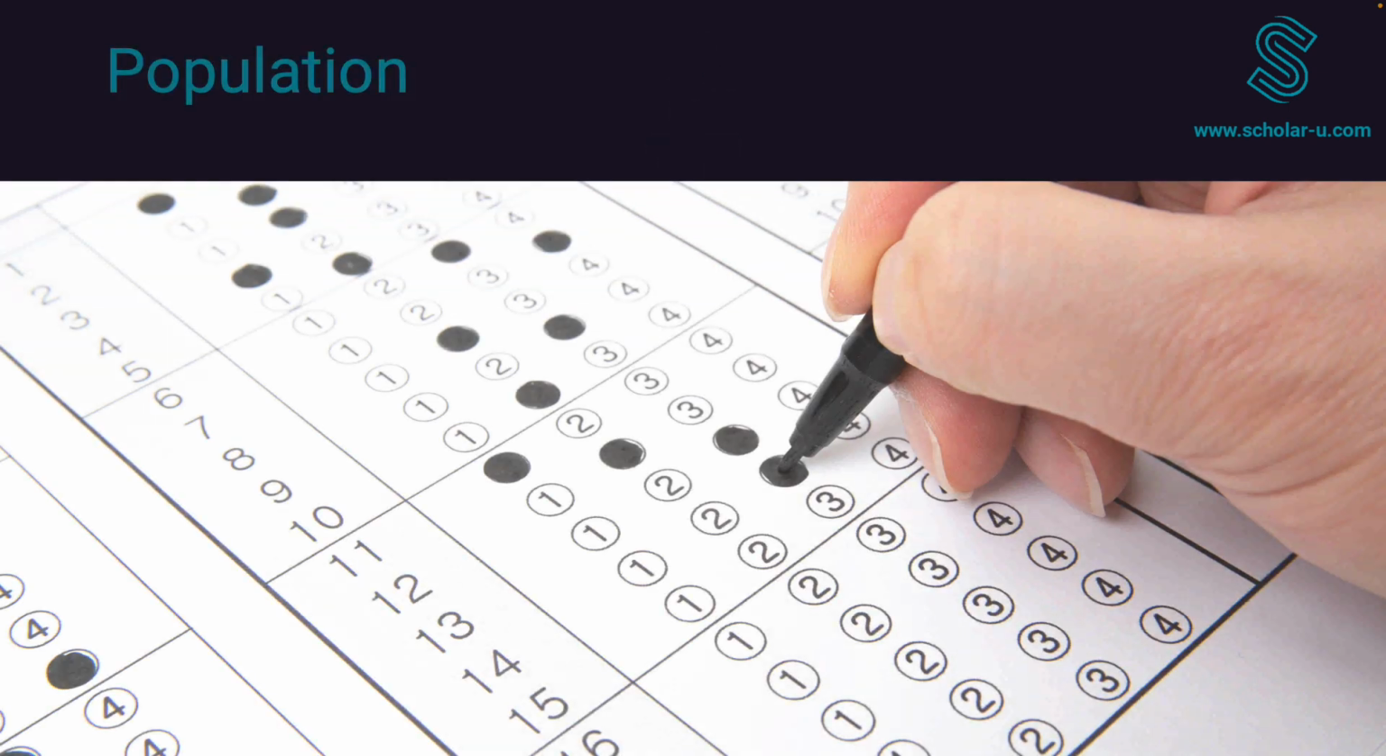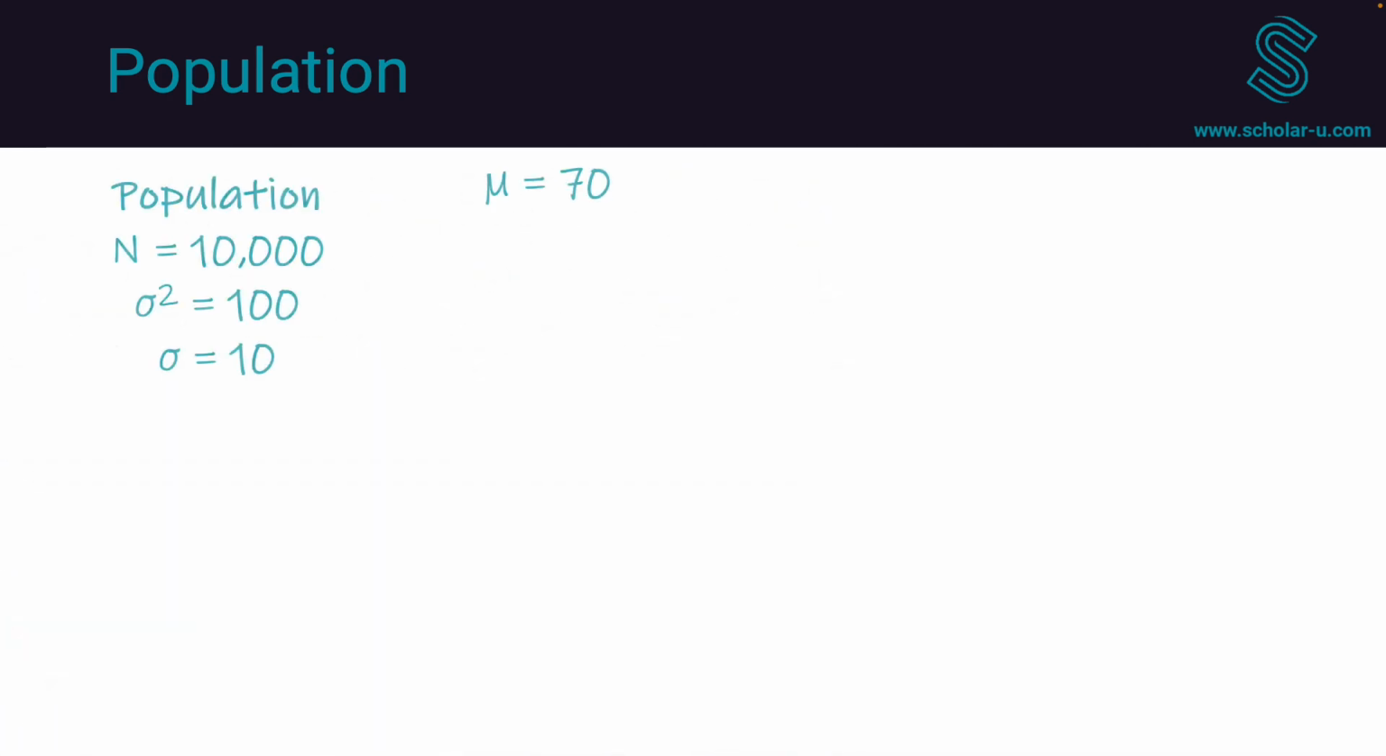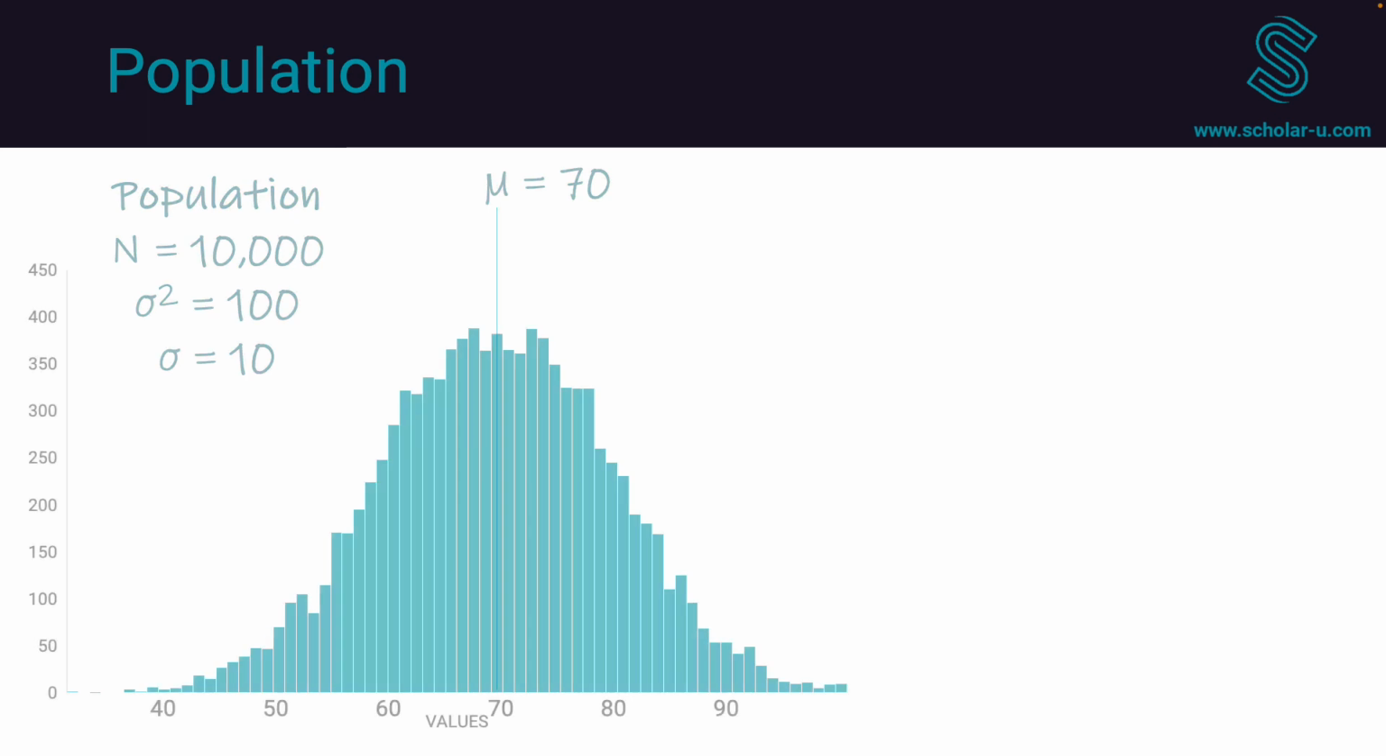For our data, we will utilize scores from a standardized test as an illustration. Consider a scenario where 10,000 students took a test with scores ranging from 0 to 100 points. The students achieved an average score of 70 points, a variance of 100, and a standard deviation of 10 points. The histogram visually represents the distribution of scores.